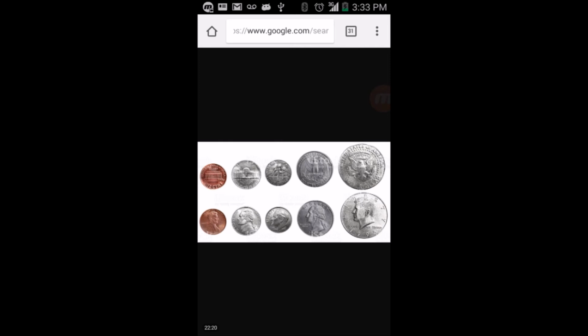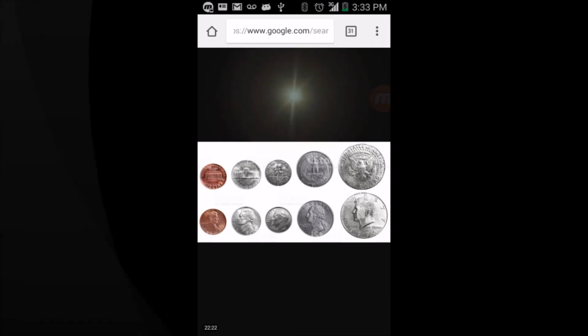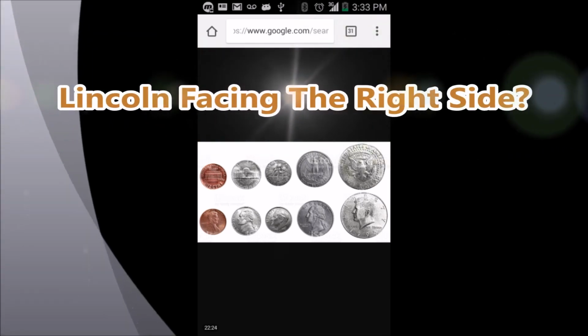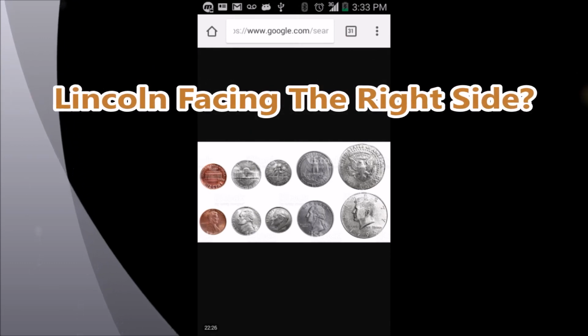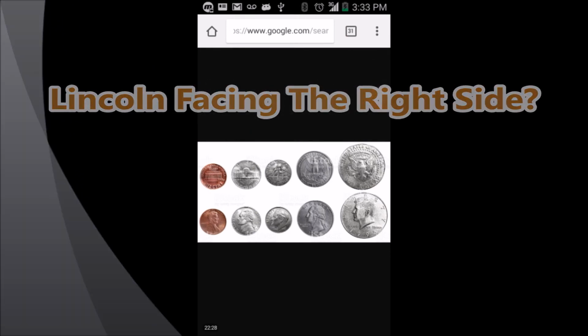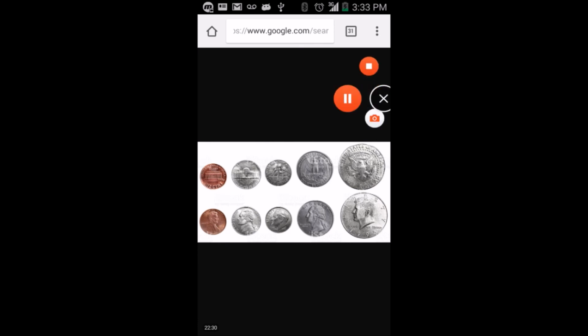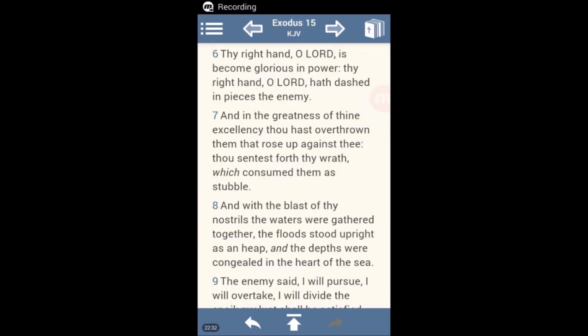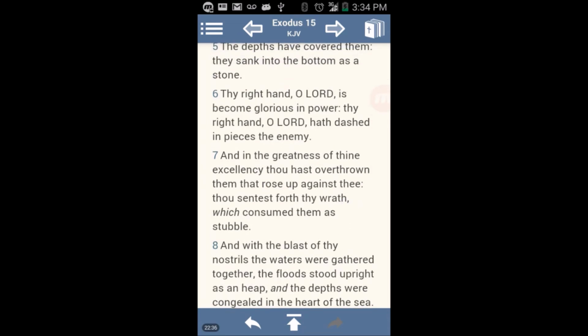Now, let me explain this before I close out. The reason why Abraham Lincoln's head is turned to the right and all these other presidents' heads are turned to the left is because the Most High said something in the scriptures. Let me show you this. This is Exodus 15:6. Thy right hand, O Lord, is become glorious in power. Thy right hand, O Lord, hath dashed in pieces the enemy.